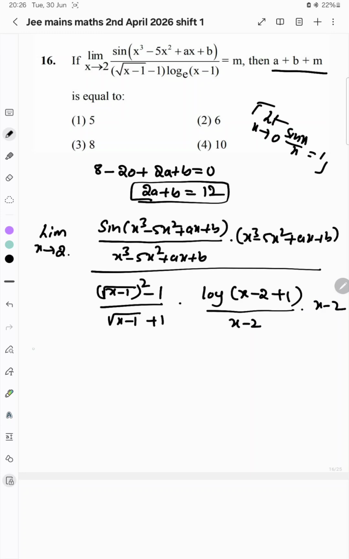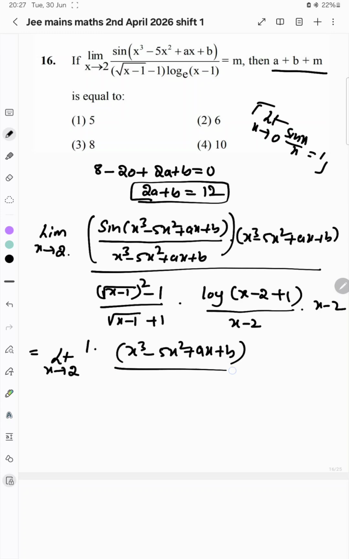Clear everything? Now we can apply the limits directly. This part completely will be 1, because this is the formula we can apply. So it will be 1. And this part we are not applying the limit as of now. So keep the limit as it is. Limit x tends to 2, this part keep it as it is, x cube minus 5x square plus ax plus b. That is the numerator part.